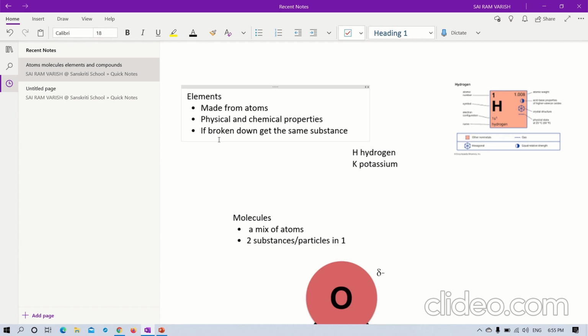Now, there are 118 elements which are being recorded in the periodic table, which we would learn in our next videos. Examples can be hydrogen H, potassium K, chlorine Cl, etc. Now, as we saw, elements are more complex substances which are made up from atoms. Let's see what are molecules now.